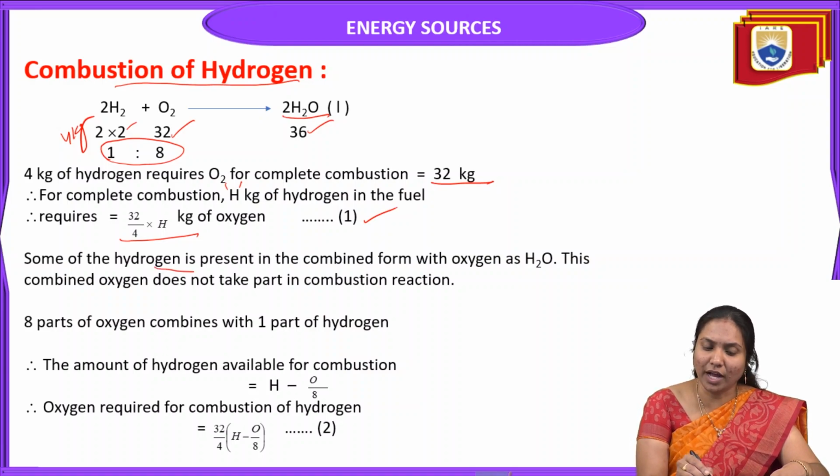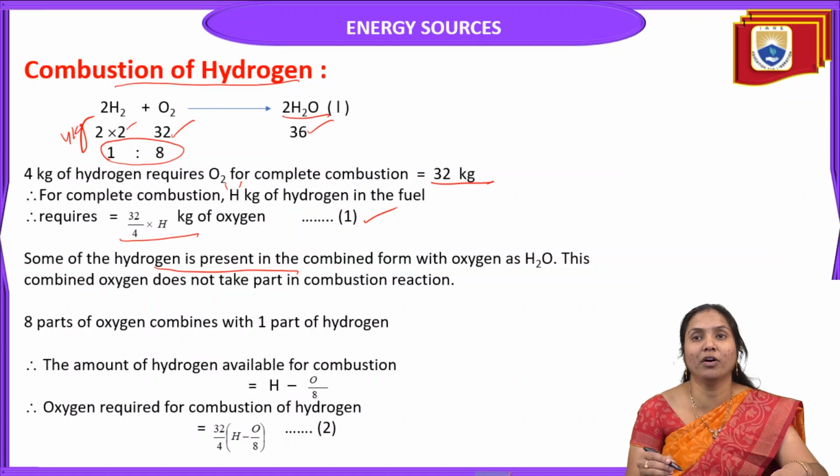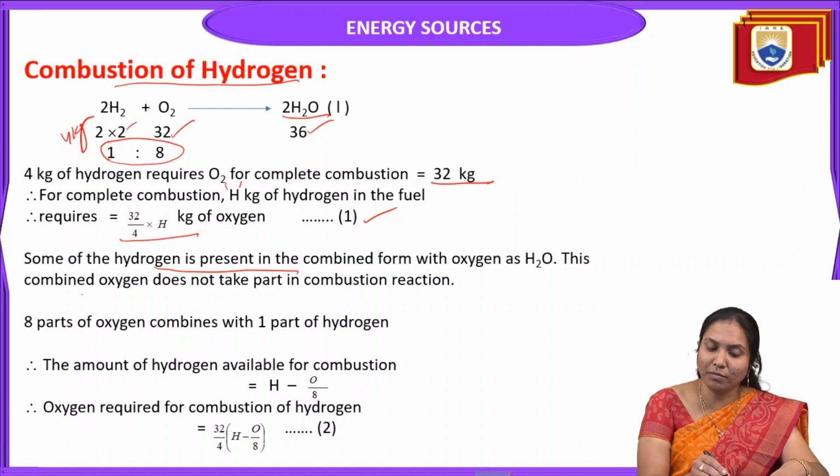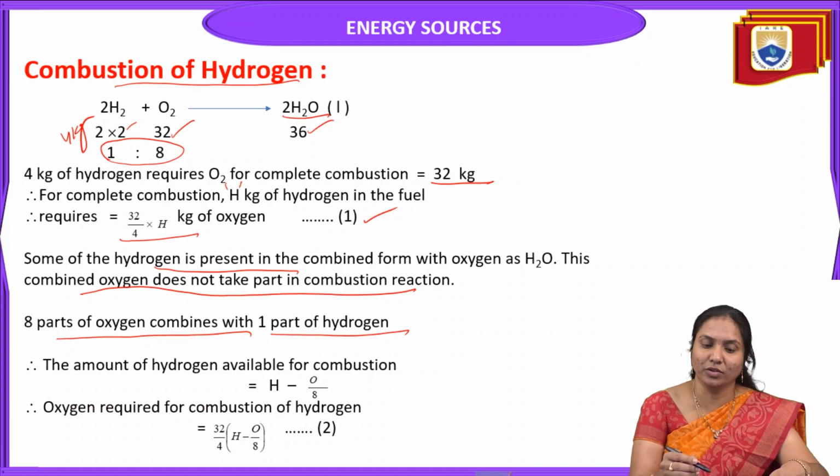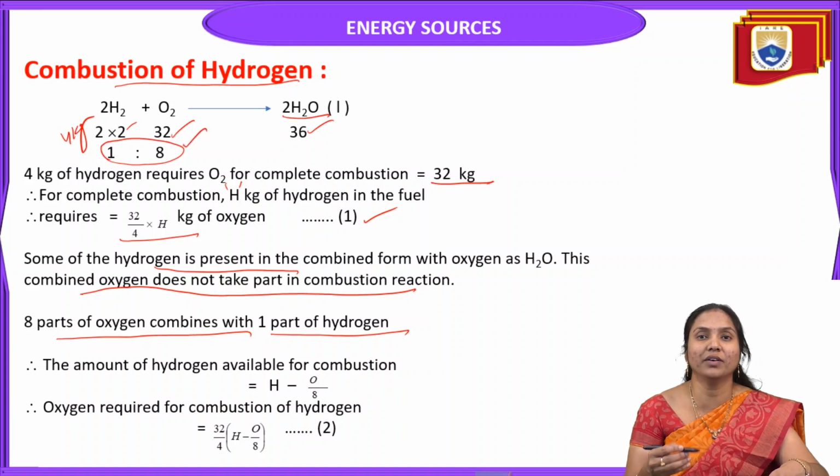Some of the hydrogen may also be present in combined form with oxygen, if oxygen is already present in the fuel. When hydrogen combines with oxygen, it gives H2O. In that case, this combined oxygen does not take part in the combustion reaction, so we cannot consider it for complete combustion. In this reaction, 8 parts of oxygen combine with 1 part of hydrogen.